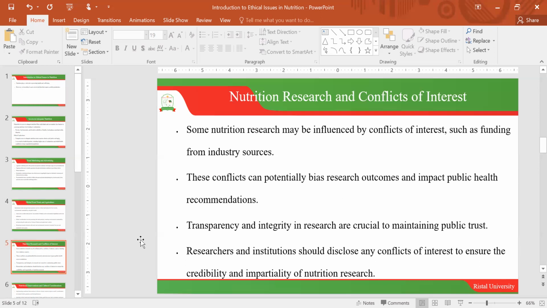You need to be a person of integrity and also transparent in the conduct of any research that you do in nutrition. But overall, the principles of ethical research, which include informed consent, confidentiality, privacy, and doing no harm, should actually be followed.